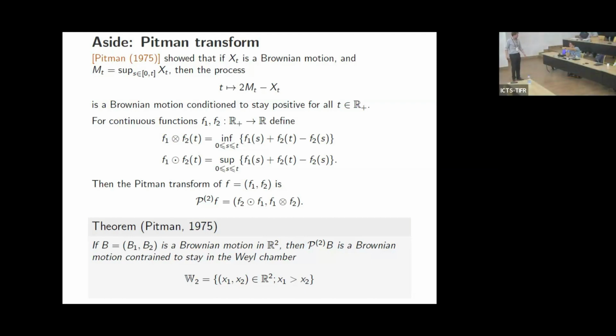So your reformulation, how is it equivalent to the first construction? Yes, I wanted to say that actually. If you take this theorem and you consider X equal B1 minus B2, and you use the definition, then you would recover the first theorem, by observing that if I have a Brownian motion conditioned to stay in the Weyl chamber, the difference of its two components is precisely a Bessel process.